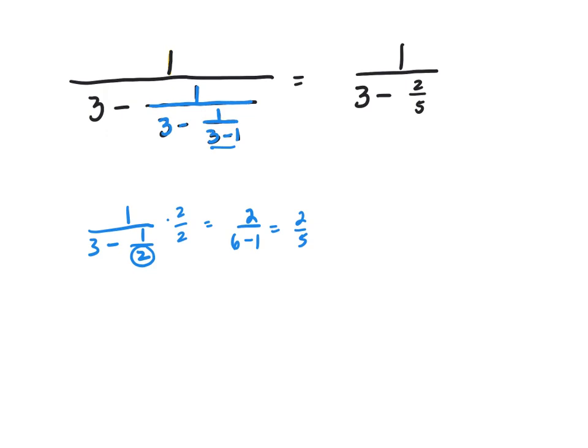5 now is your secondary denominator. So let's multiply top and bottom by 5. 5 times 1 is 5. 5 times 3 is 15 minus, here the 5's cancel and you're left with a 2. So you're left with 5 over 13, and that's your answer B.